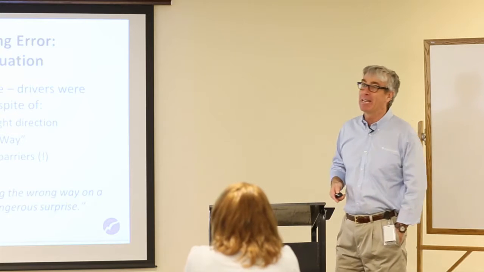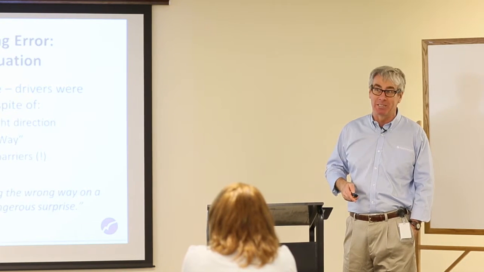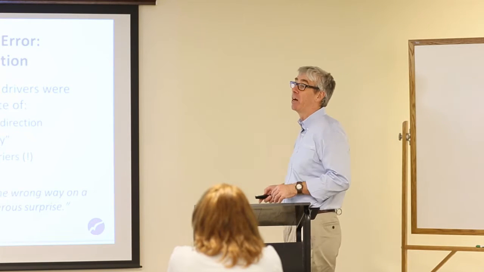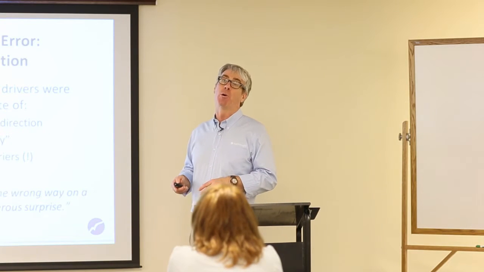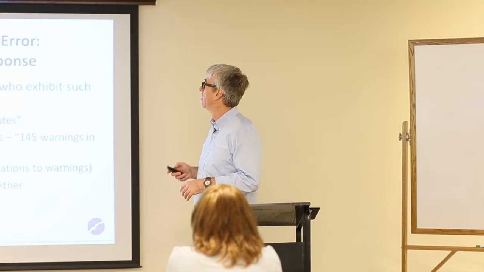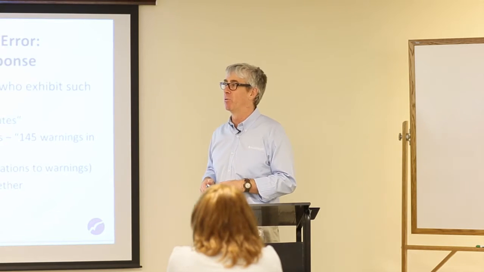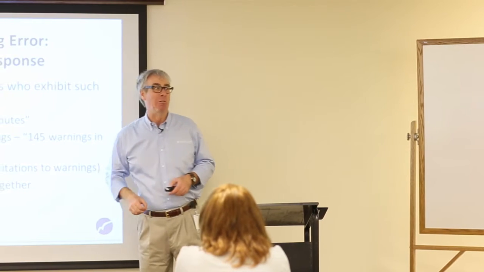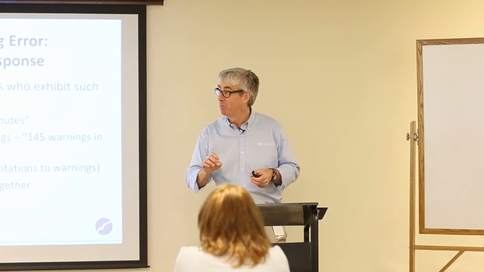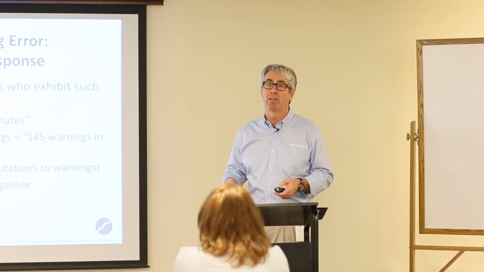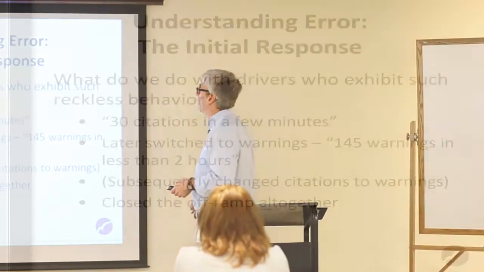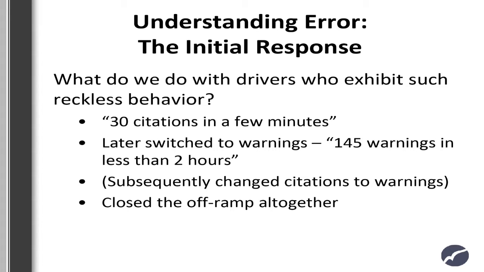All right, so that's bad news. This is not what we expected when we built this road. So what are we going to do? This is an unacceptable situation. How are we going to fix it? Well, this is Salt Lake City, Utah. We know what to do. We gave people tickets. We wrote tickets to people that went up there, right? They violated the law. They're not supposed to go the wrong way on the freeway. They gave out 30 citations in a few minutes.